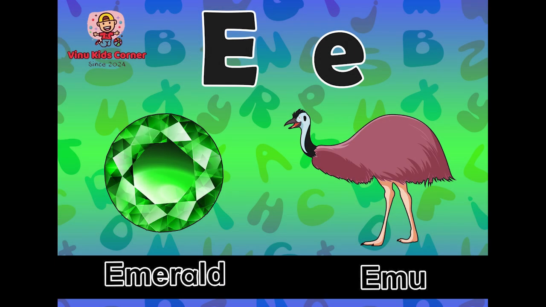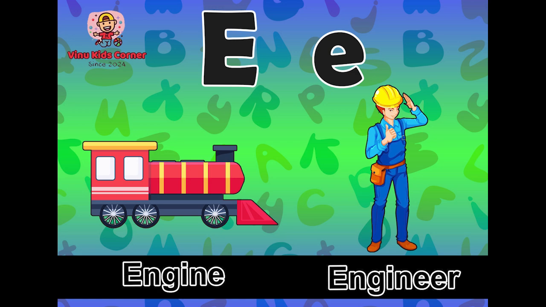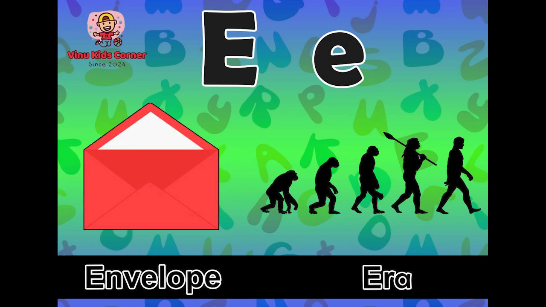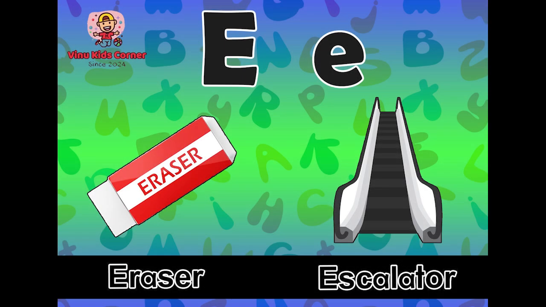E is for emerald. E is for emu. E is for engine. E is for engineer. E is for envelope. E is for era. E is for eraser. E is for escalator.